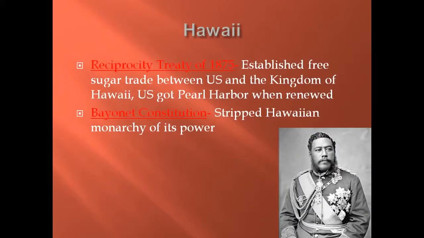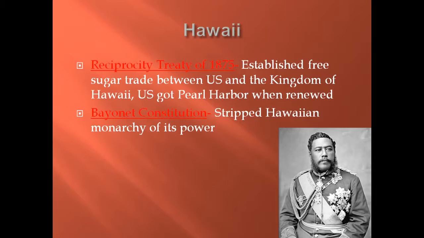Next up, we've got Hawaii. In 1875, the government passed a reciprocity treaty which stated that the US could trade sugar with the Kingdom of Hawaii. This resulted in several wealthy Americans investing into sugar plantations in Hawaii. These wealthy investors eventually forced the King of Hawaii to sign a new constitution, the Bayonet Constitution, which is known for its name because the king was forced to sign it or else he'd be stuck with a bayonet.